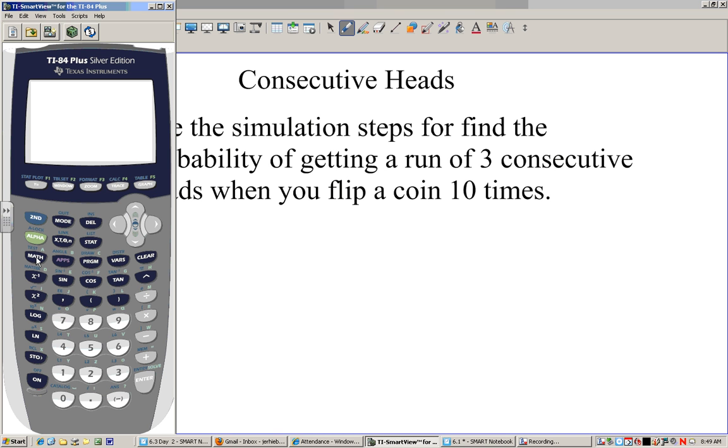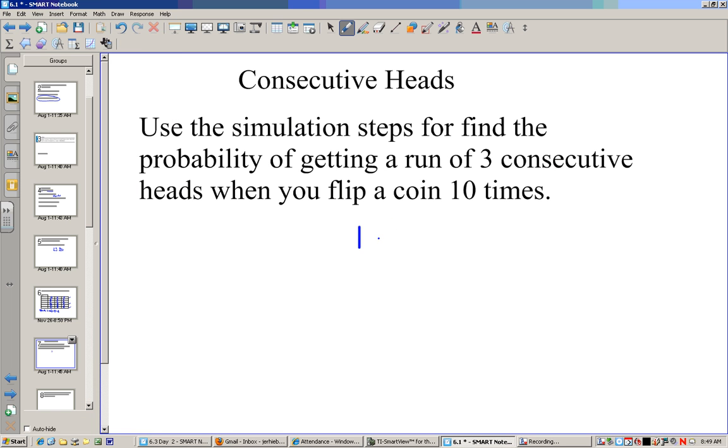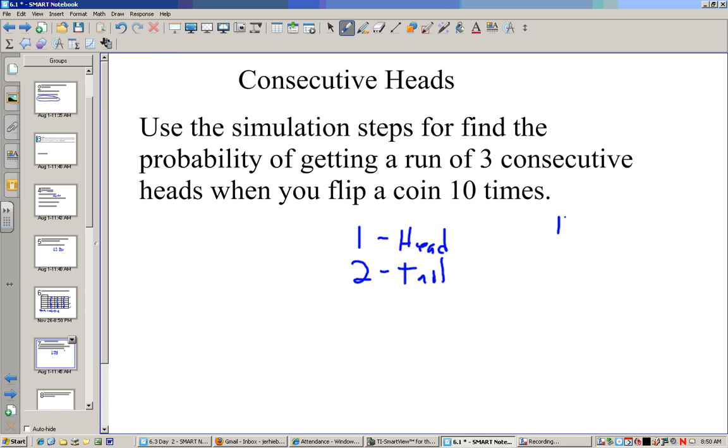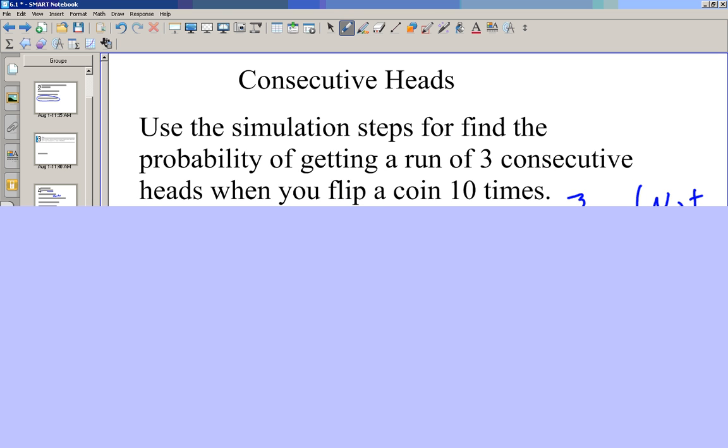To find our random integers, we hit Math. We go over to Probability. Random integer is number 5. We go from 1 to 2, and then we want 10 digits to come out of that. Now let's assign numbers. If it's 1, that's going to be a head. Number 2, that's going to be a tail. So when I hit enter, we want to see how many times that we'll get 3 consecutive heads, and then not 3 consecutive heads.